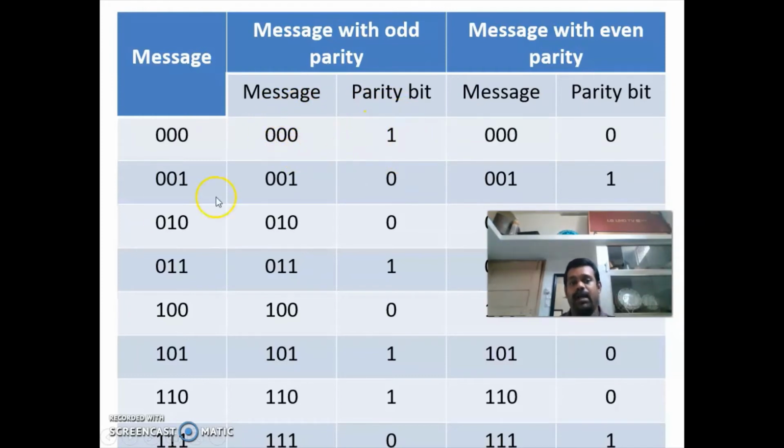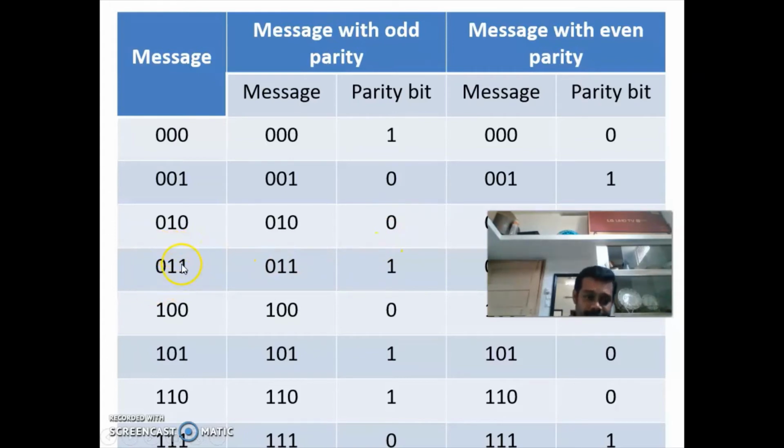Now you consider the message 001. Here you have one 1, so it is odd. So the parity that we include is 0, because the number of ones is already odd. No need to add another one. Again, you consider 010. The number of ones in this message is 1, which is odd. So we put the parity as 0.